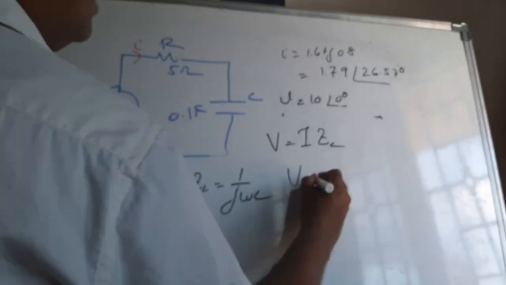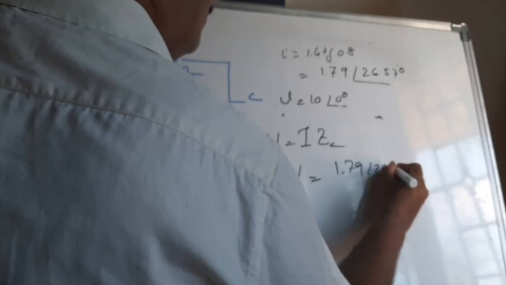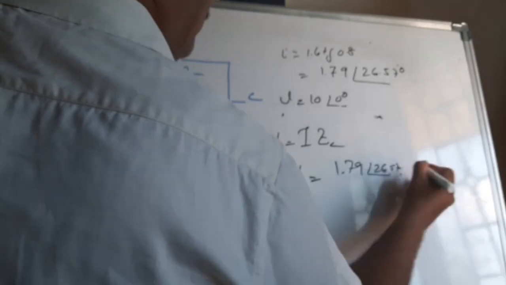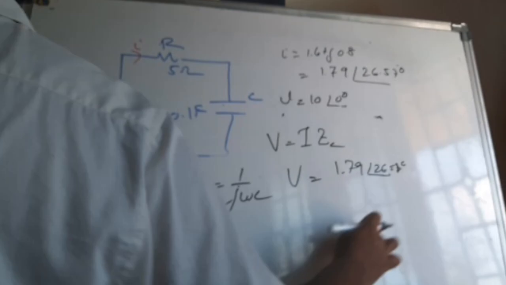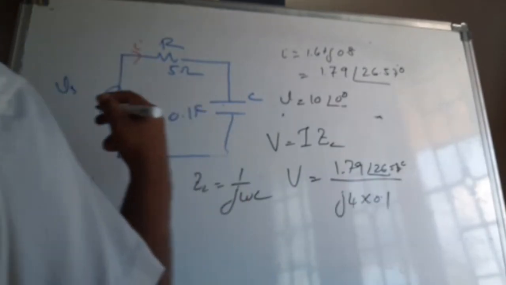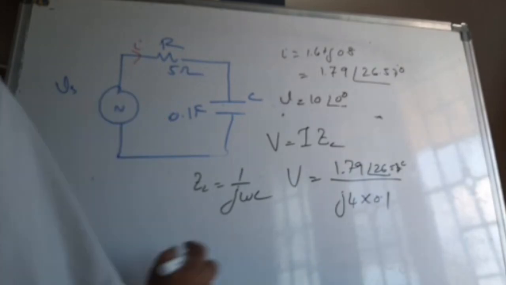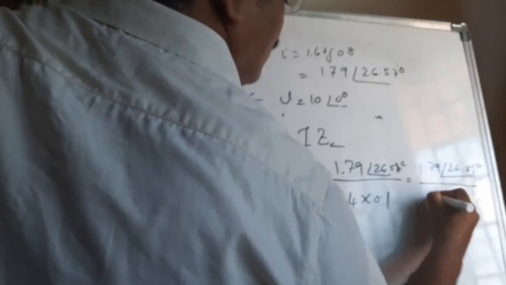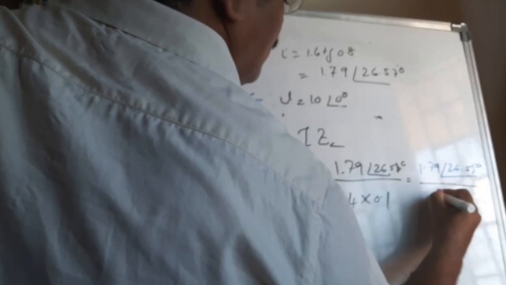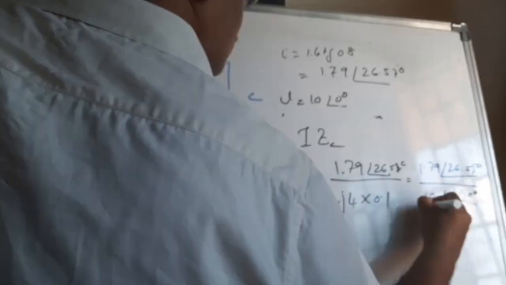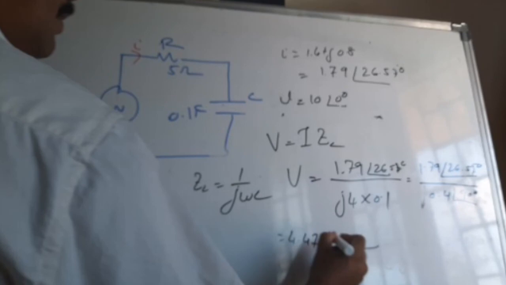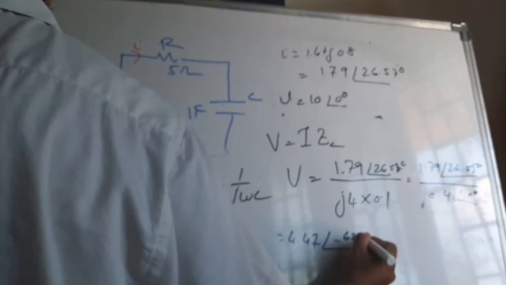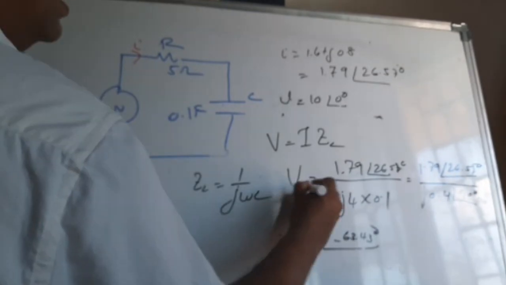What is this? 1.79 angle 26.57 divided by j into 4 into 0.1. This can be represented as 1.79 divided by 0.4 and angle 90 degrees, which gives you an answer of 4.47 angle -63.43. This is the voltage across the capacitor.